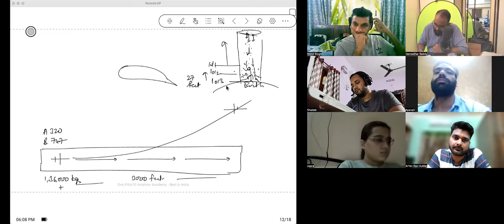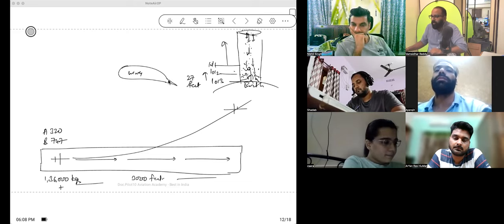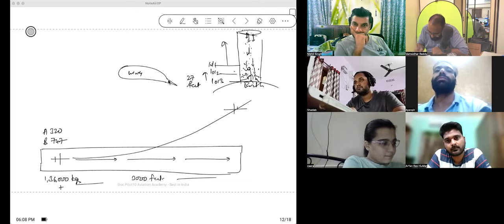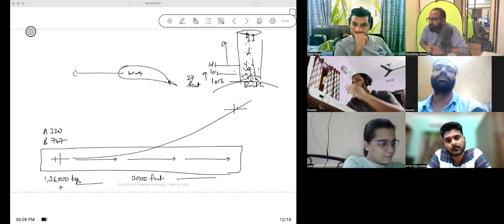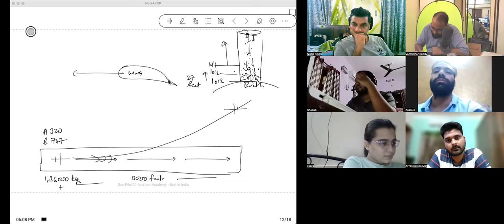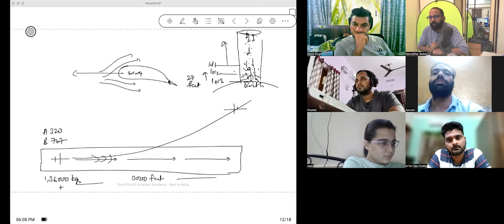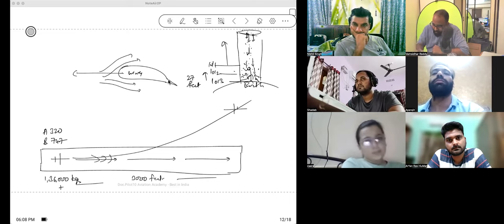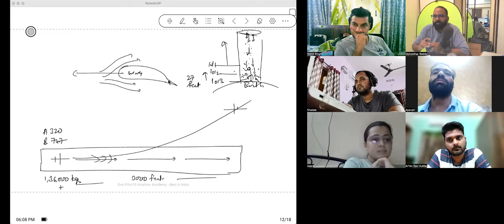Next. If this is the wing of the aircraft, as the aircraft moves forward like this, the air will flow above it and below it. Now, this creates a pressure difference. How it is created, I'll teach you in some time. That will ultimately lead to an upward force called lift.